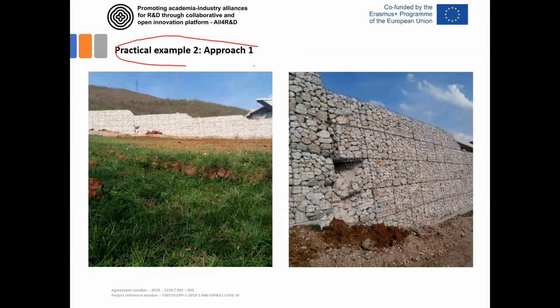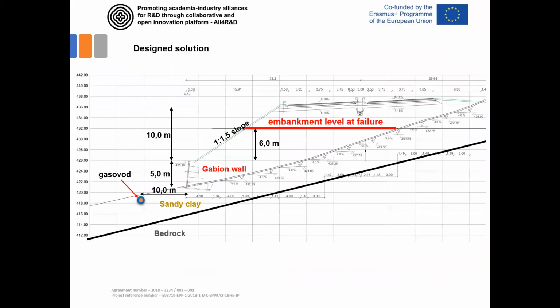The other problem, practical example two, once again approach one. This is the abutment of a viaduct, and this is the approach to this viaduct. A large embankment was about to be constructed, with these gabion walls. You'll see the cross section here. So this is the design solution. This is the highway route that connects to this viaduct abutment. This is the 1 to 1.5 slope, and these are gabion walls at the bottom.